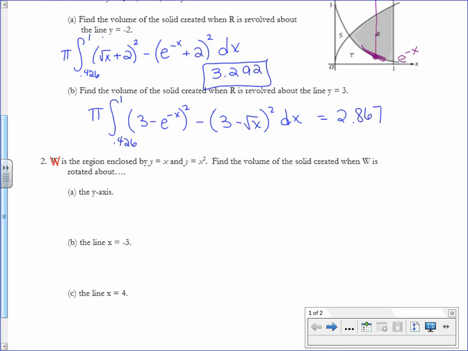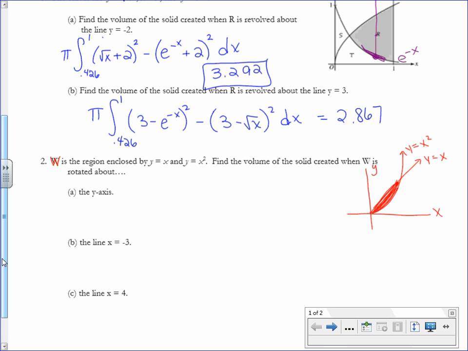So W is this new region that I'm just making up, enclosed by y equals x and y equals x squared. So let me sketch it here. Here's y equals x. Here's y equals x squared. This shaded part would be W. And we're going to revolve it around stuff.